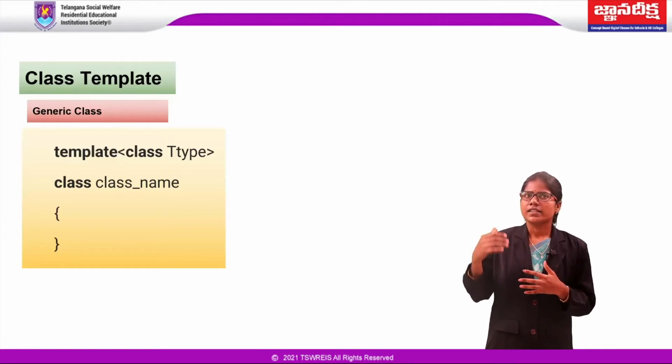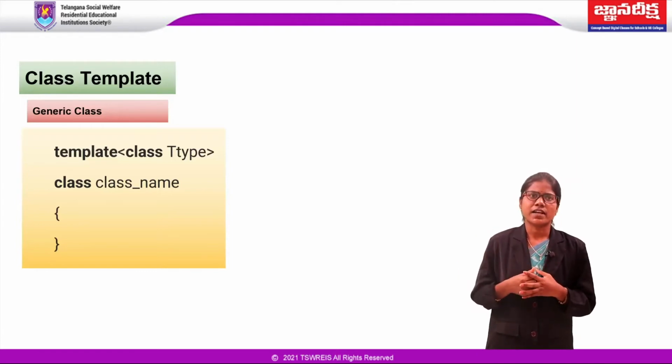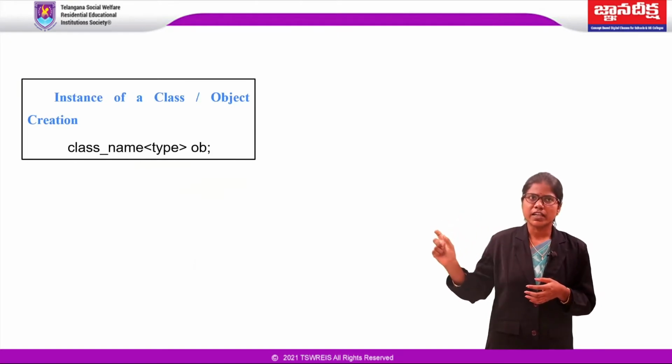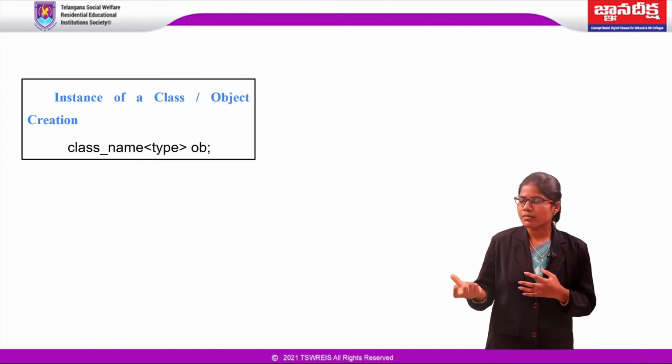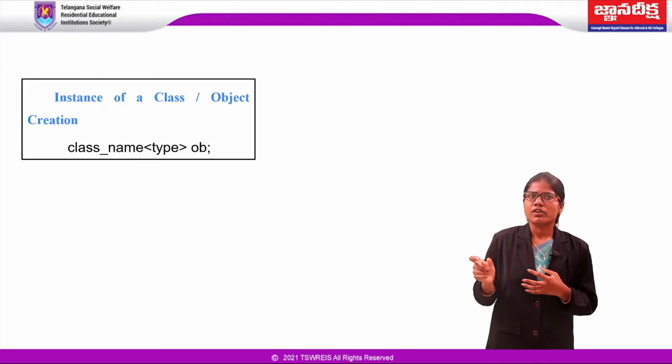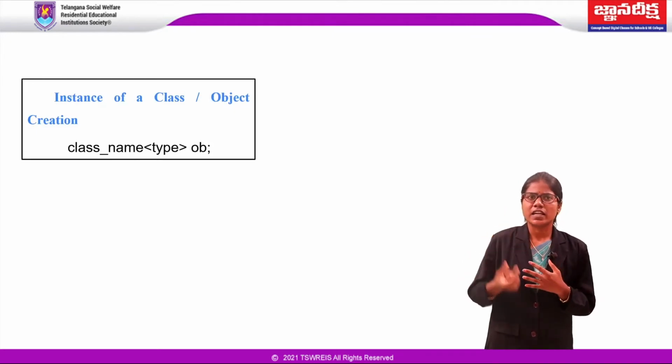Now we'll see the syntax for creating an object or an instance of a class. Class name, type, and object name, where class_name is the name of the class, type is the type of the data that the class is operating on, and ob is the name of the object or reference.